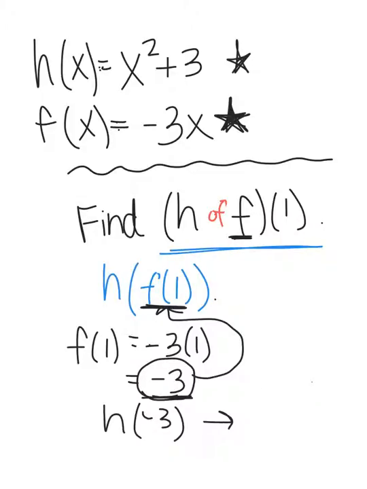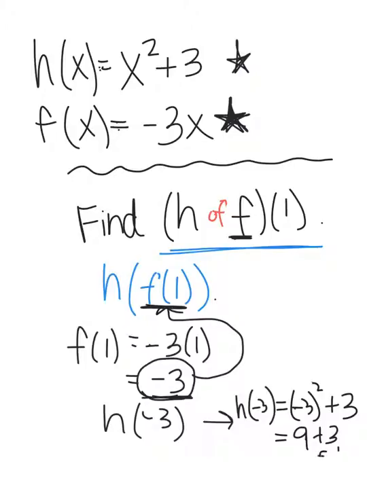I'm going to rewrite it so that we can see this clearly. So h of -3 equals (-3) squared plus 3. Remember, all I did was take my h function, and instead of the x here and here, I'm plugging in my -3, because that's the answer I got when I did f of 1. So now I have (-3) squared, which is -3 times -3, which is 9, and 9 plus 3 is 12. So the answer to this is 12.